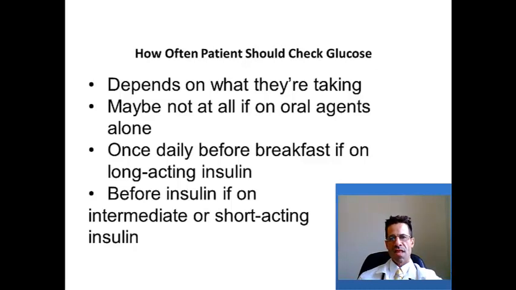I would recommend that if the patient is just taking an oral hypoglycemic agent, they don't need to check their sugars at all, or at most they might do it once or twice a week.